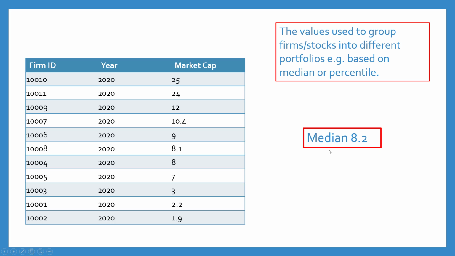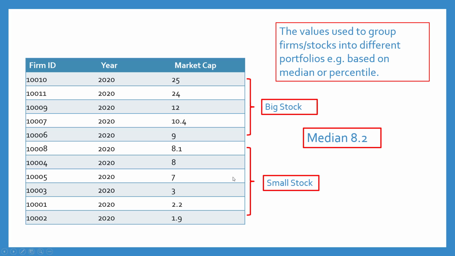In the previous case, we had been using a median of 8.2 to divide stocks into big and small stocks. But what if we had exactly the same number as the market capitalization of one of the firms in our data? What would we do? Would this specific firm become a big stock, or would it become a small stock?